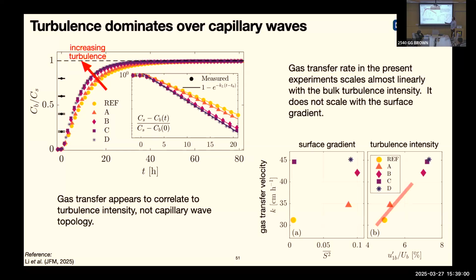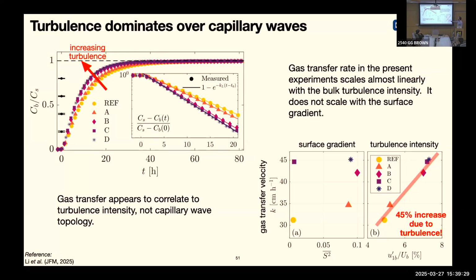And we see that turbulence intensity goes like this, and the ultimate consequence is down here. This is the mean squared surface, and this is the gas transfer. What you see is that there's no clear correlation here. But if you plot it versus bulk turbulence intensity, there's a linear relationship. Basically, what it's telling us is that in this system, the gas transfer rate cares a lot about what the turbulence intensity is and doesn't care so much about what the surface is doing.